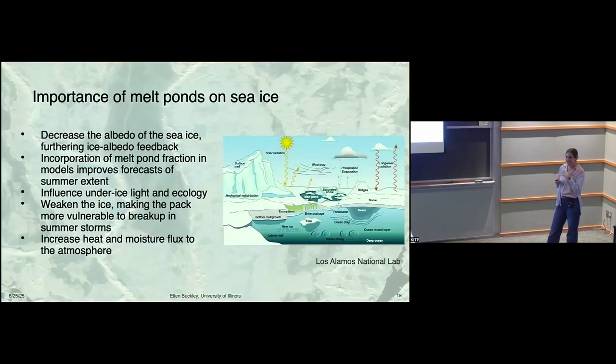Okay, so I might make this very brief, but the importance of melt ponds on sea ice, I guess primarily, is that it darkens the sea ice surface, so enhances the ice albedo feedback by absorbing more solar radiation and furthering melt. It's been shown that incorporation of melt pond fraction in models improves forecasts to some extent, so it's good to know different melt pond parameters. Melt ponds are seen as the skylights of the ocean, so with more light coming into the upper ocean, that affects the ecology and under-ice light distribution. They also weaken the ice, making it more susceptible to breakup in summer storms and increase heat and moisture flux to the atmosphere.